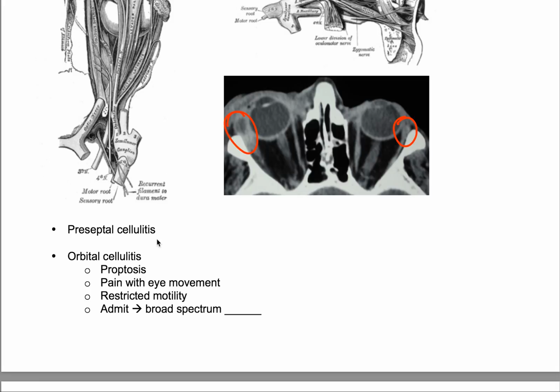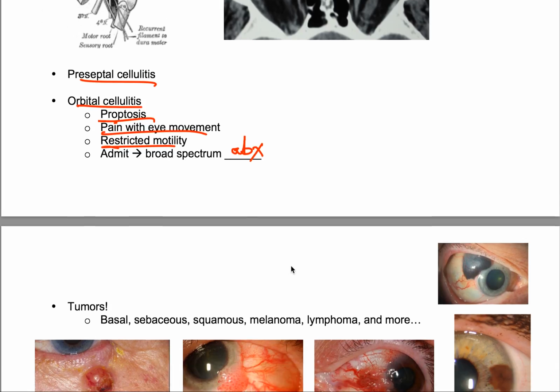Speaking of, let's talk briefly about the difference between preseptal cellulitis and orbital cellulitis. Preseptal cellulitis may look scary. You might see big swollen, red-looking eyelids, but it's just infection of the tissue around the eyelids themselves. Orbital cellulitis is infection behind that, and it's associated with key features: proptosis, pain with eye movement, and restricted motility. If you see those features, the patient needs to be admitted, and you should start treatment with broad-spectrum antibiotics right away.